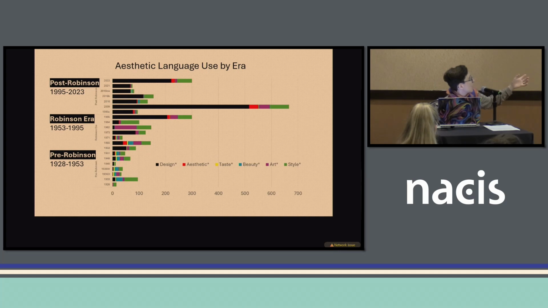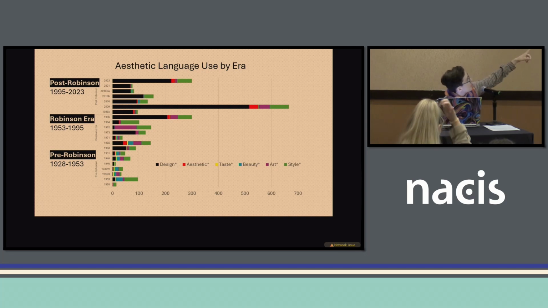So you can see in the pre-Robinson era, design, that's the black part of the bar, that's actually not the dominant word that is used in the corpus. Instead, they referred to style. So style was the most common way that folks were talking about aesthetic considerations. And as you can see, design kind of explodes during the Robinson era, and especially in the post-Robinson era.